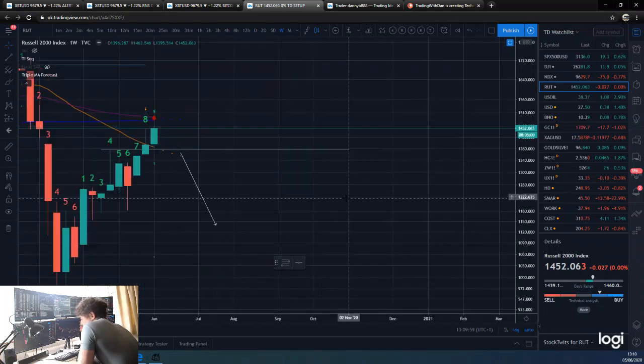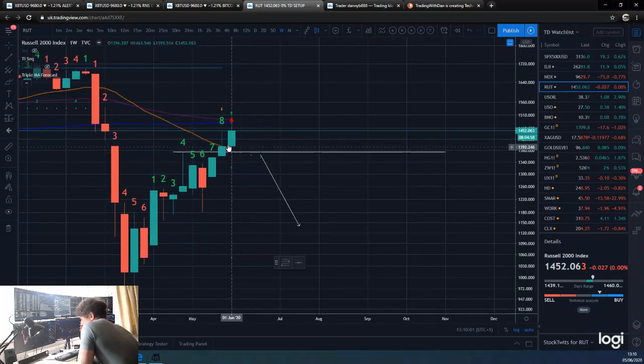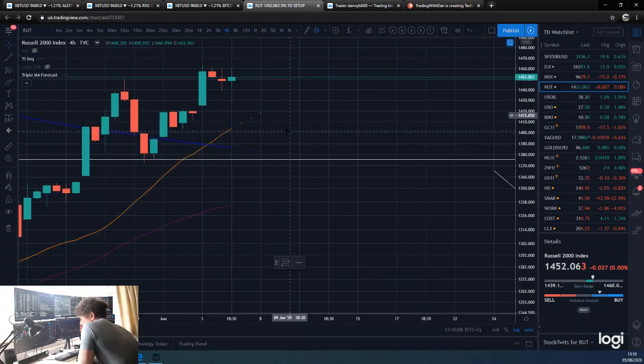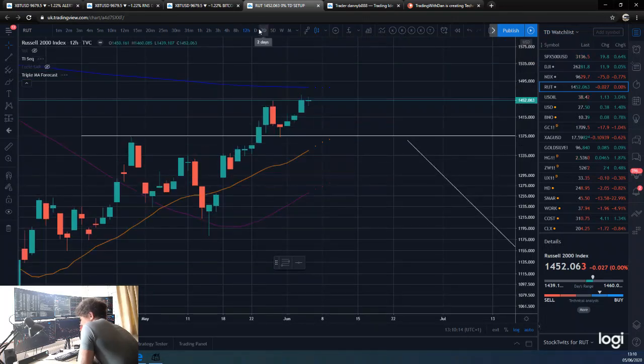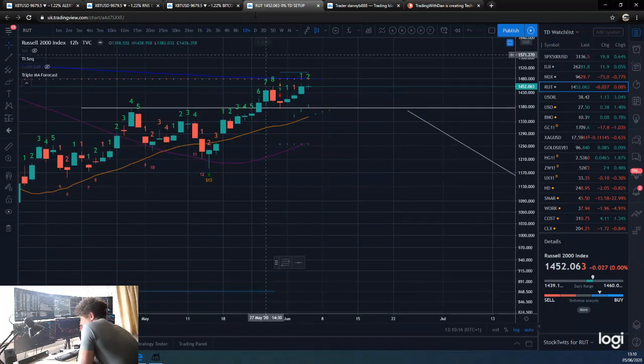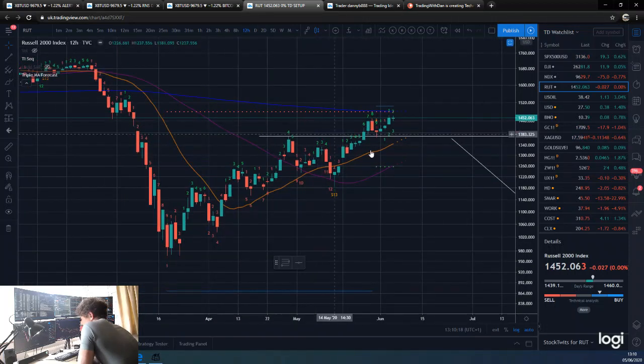Same again with the Russell as well. Taking out the low of this candle will be an interesting trade idea. What was this based off? It wasn't based off that. We had a nice 4-hour 9, which gave us a little bit of weakness, but obviously onwards and upwards after. And it was this 12-hour 9 that we've been looking at here.